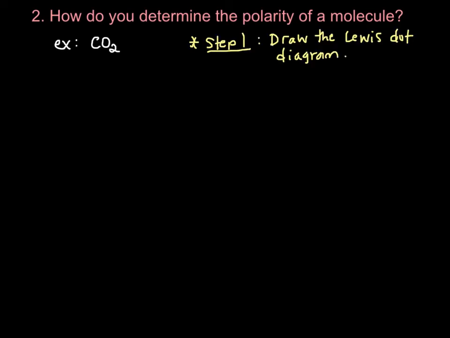So the first thing you're going to want to do is draw the Lewis dot diagram. There's no way around it. You have to draw the Lewis dot diagram if you want to determine whether or not a molecule is polar. So drawing the Lewis dot diagram for carbon dioxide, you would end up with a diagram that looks something like this.